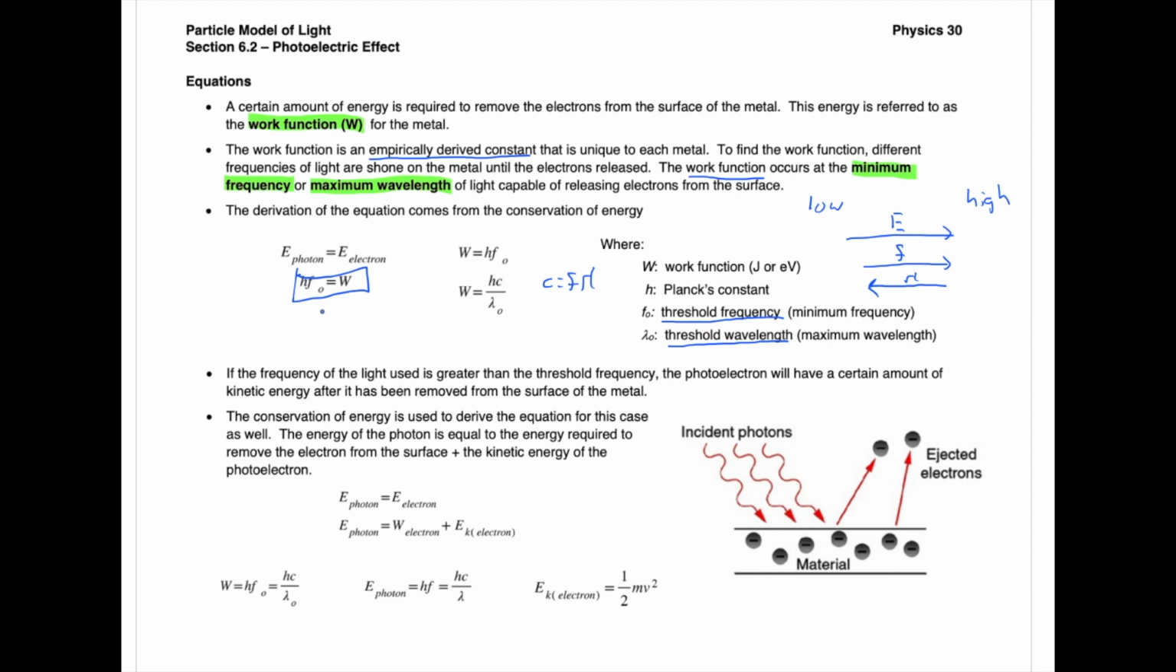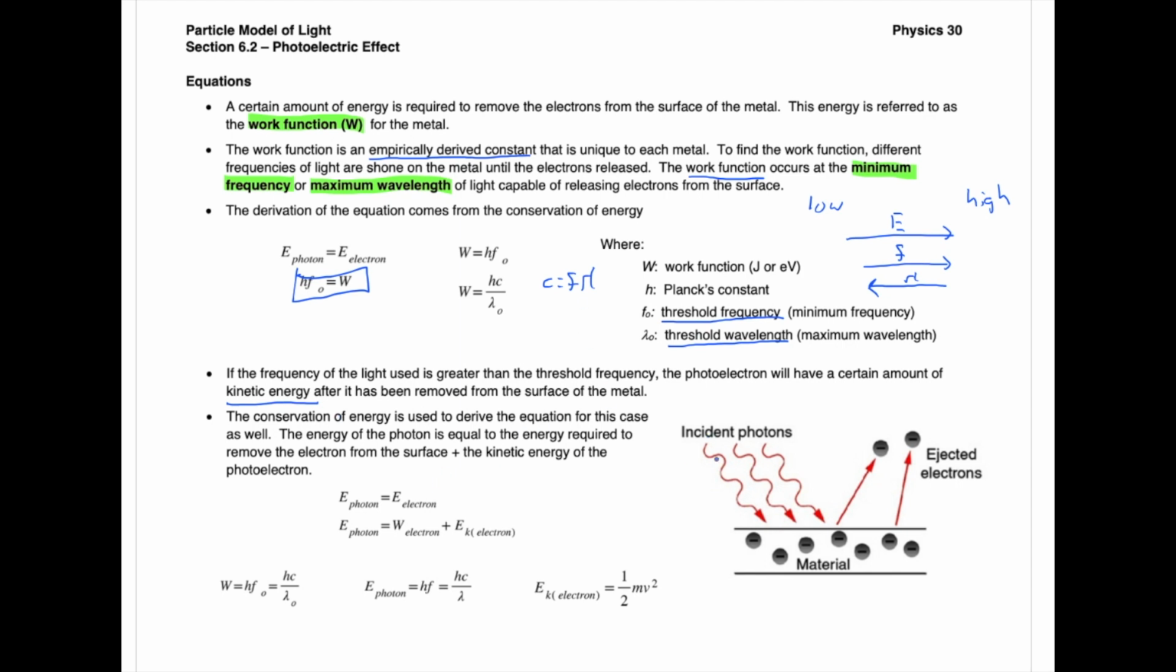Now, very often the light that we're shining on the metal will be greater than the threshold frequency. And so as long as you're at or above the threshold frequency, those electrons are coming off. But if you're using a light that has a greater frequency than the threshold frequency, that means that you do have some extra energy. And that extra energy then is going to show up as kinetic energy in those electrons. And so that will give us then a third term when we're looking at our conservation of energy.